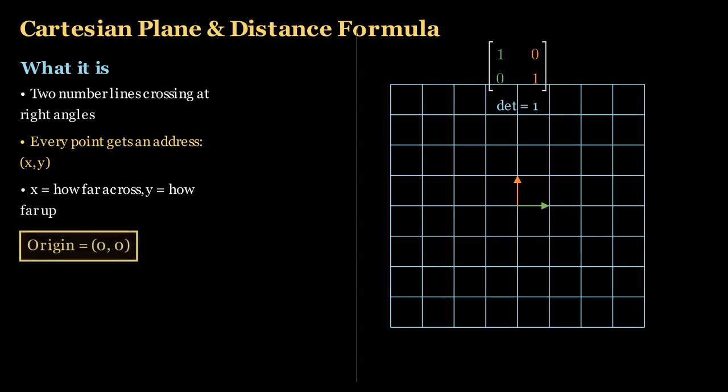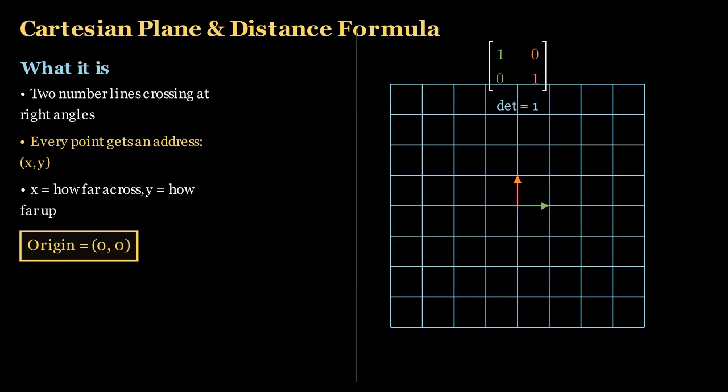Now any spot on the paper can be given a unique address, written as a pair of numbers in brackets. The first number tells you how far to walk across, left or right from the origin. The second number tells you how far to walk up or down. This whole setup is called the Cartesian plane, named after the mathematician René Descartes, who first had the idea of linking geometry and algebra this way.